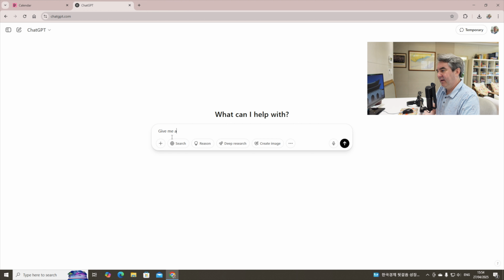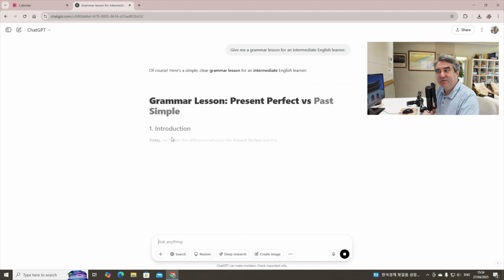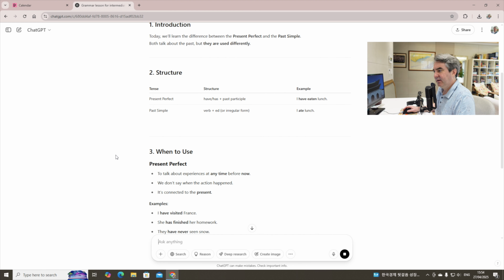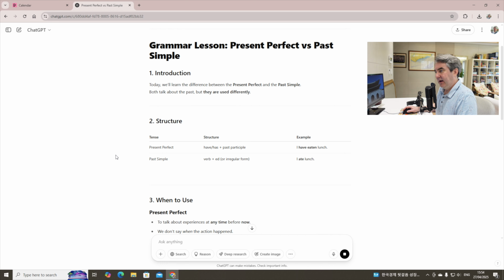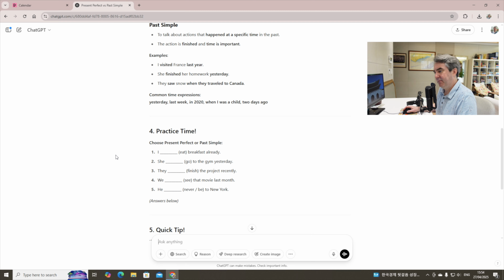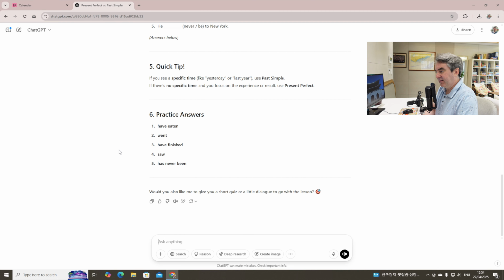First of all, I'm going to put in: give me a grammar lesson for an intermediate English learner. And let's see what it comes up with. So present perfect versus past simple. Let's see. Give me another lesson idea.